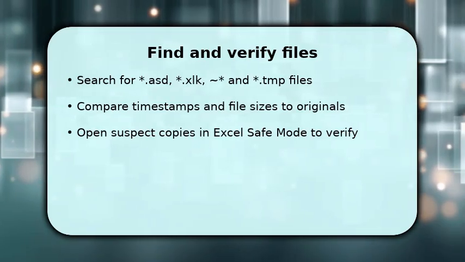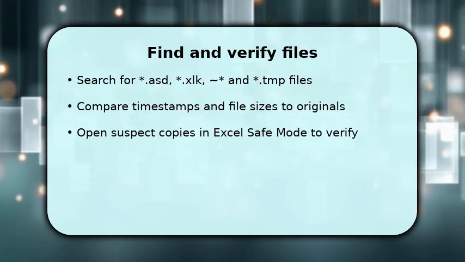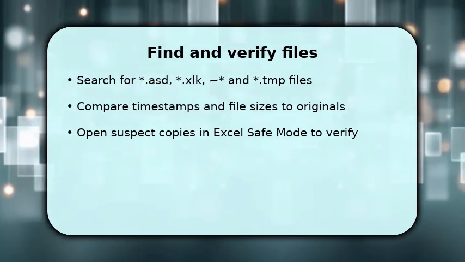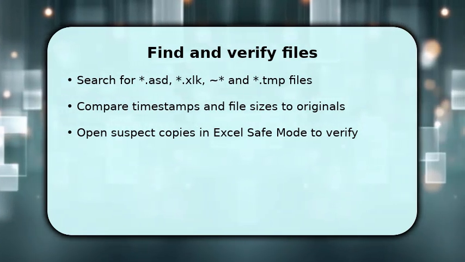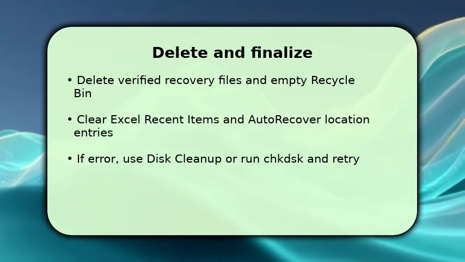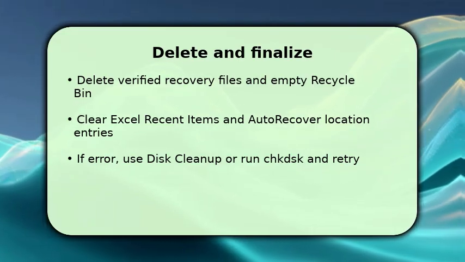Then open any suspect copy using Excel Safe Mode or import a copy into a new workbook to verify content without triggering auto repair. Make sure to note the exact file names you intend to remove so you avoid deleting the wrong file. You delete the verified recovery and temp files permanently by removing them and then emptying the recycle bin so they cannot be restored easily.